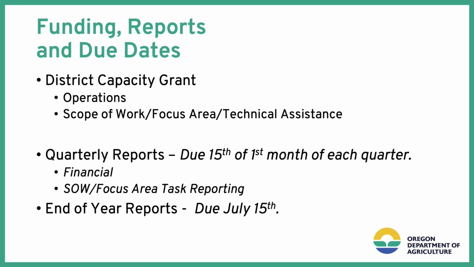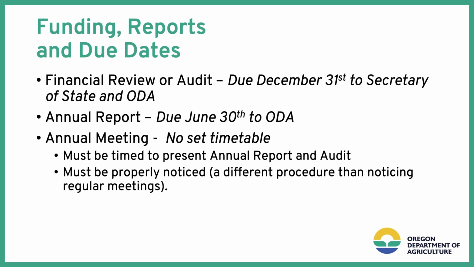A little bit about the capacity grant due dates, just so you're aware of those due dates. You do quarterly reports right now, which is a financial piece that OWEB looks at, and then we look at your task reporting. There's always an end of the year report, and the grants actually are 2-year grants. Your financial review or audit is due to the Secretary of State and us at the end of the calendar year. That's for the previous fiscal year.